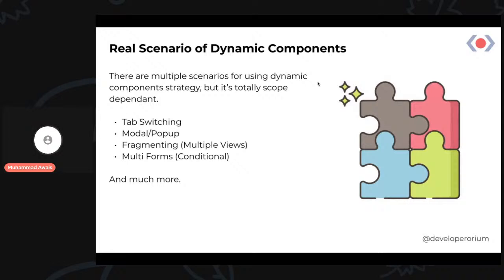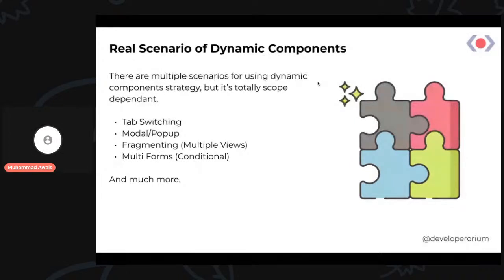The first one is, if we take the example of tab switching: assume there is a bunch of tab buttons, and after clicking on the second button we have to load another component. For this kind of tab switching, we can use dynamic components. Likewise, opening and closing of pop-ups or modals is also a strategy for adapting dynamic components.